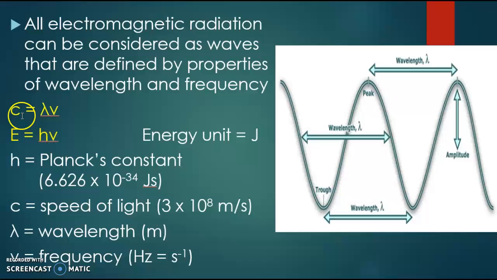And then these are the two equations you're going to be using. So c equals lambda v. Lambda is just a Greek letter. And then E equals hv. So c, everything's defined down here. But c is the speed of light. Lambda is the wavelength. It's generally in meters.